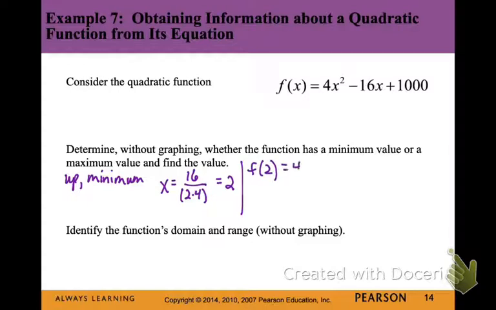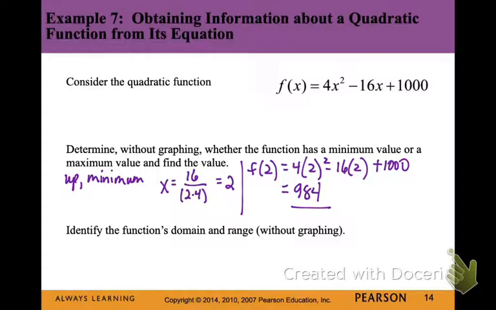We plug in 2 to find the y value. And this y value will actually be our minimum value. So when we do the math of plugging in 2 for x, 984 is our minimum value.